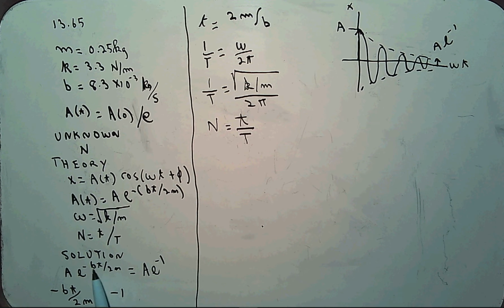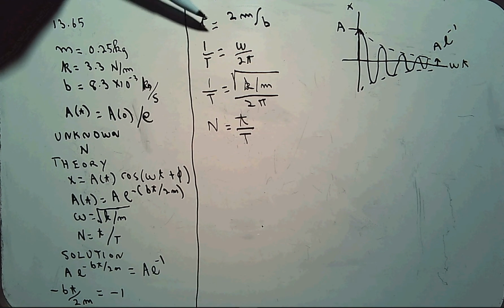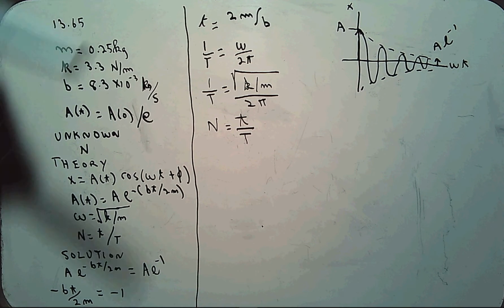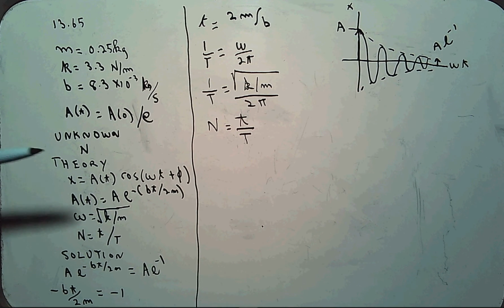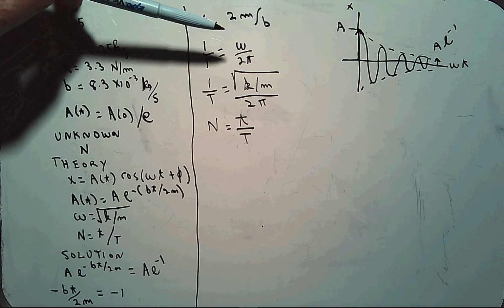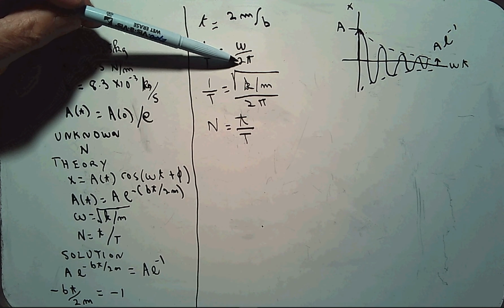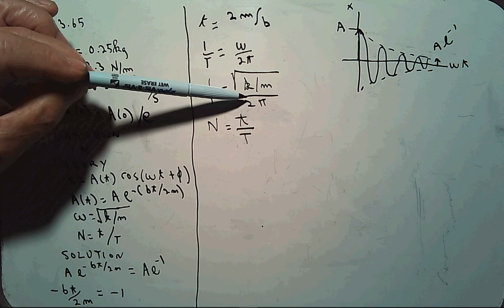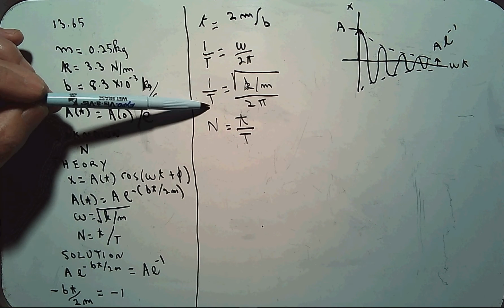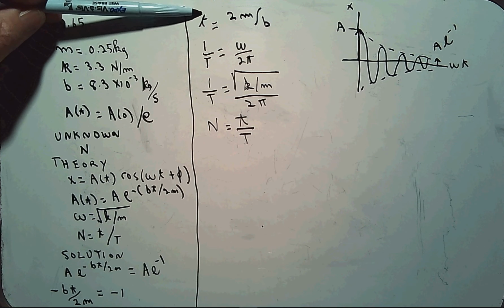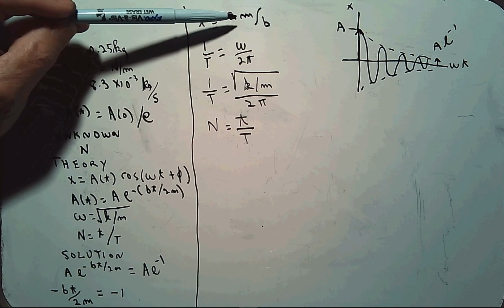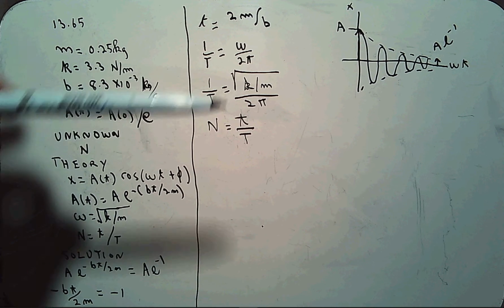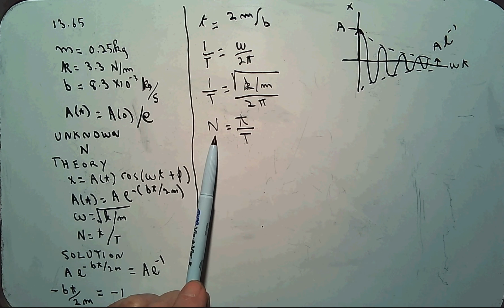So here you can see this exponent must be equal to this exponent, so that minus bt over 2m equals minus 1, or you can solve for the time, and that's 2m over b. 1 over the period is the angular frequency divided by 2 pi. And so that's omega is the square root of k over m. If you divide that by 2 pi, then you've got 1 over T. And n is the product of t and 1 over T. So if you multiply this term by this term right here, you'll find the number of oscillations.